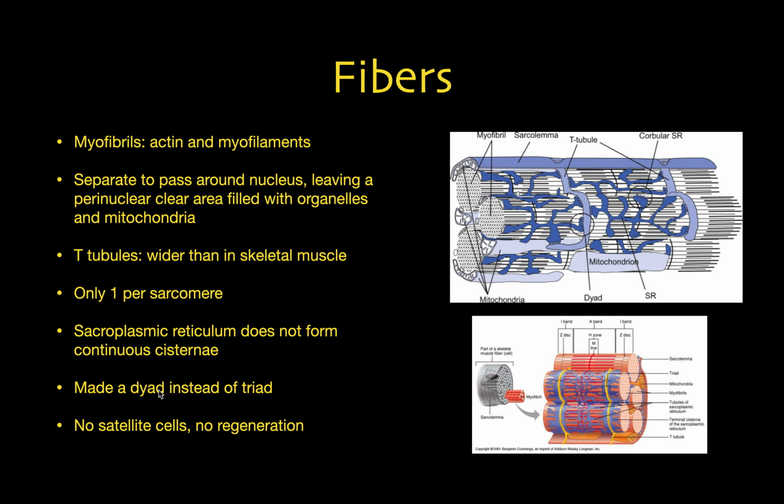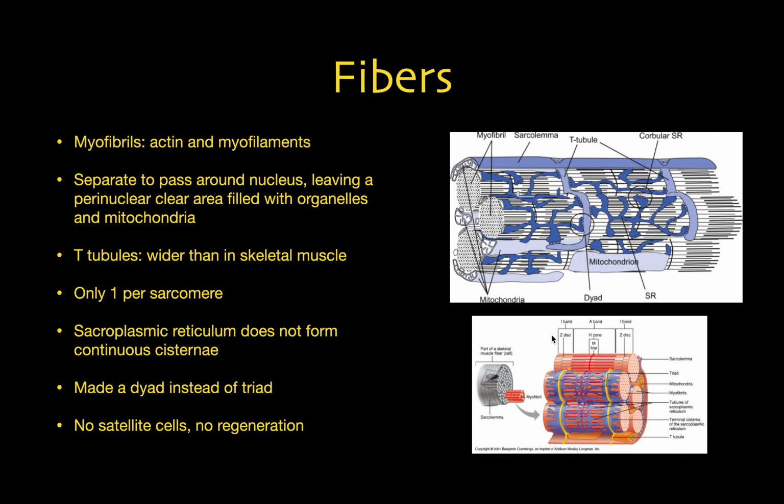Instead, the cardiomyocytes have a dyad instead of a triad. So here's the dyad. There's the T tubule, and here is the cisterna. See, these are only the two of them. While in the skeletal muscle, as you can see here, this is a triad because they have two sides of the cisterna. So one on this side, one on this side, and here's the T tubule.